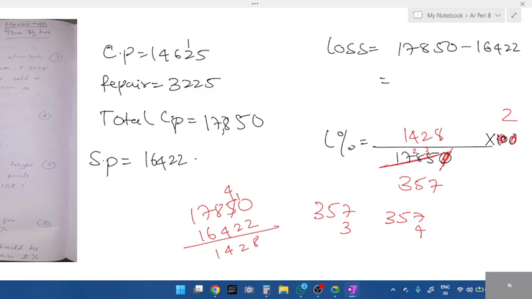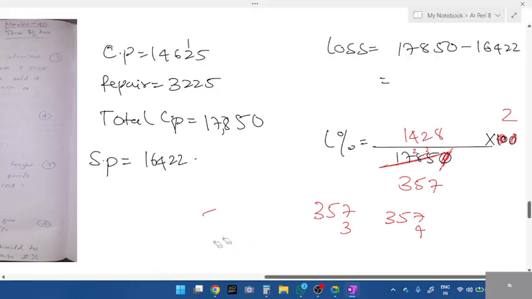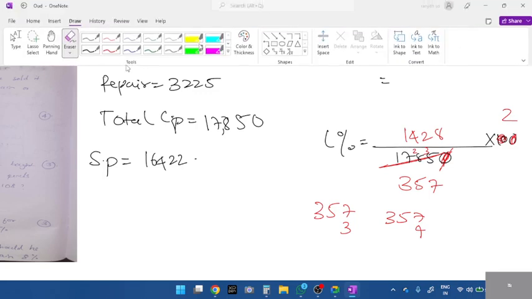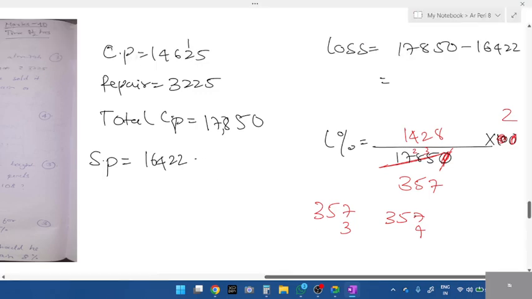No, it won't go into 8. No, sorry. Not 8. 357 into. Check 4 times, Saima. Check 4 times. 357 into 4. Multiply. Multiply 357 into 4.